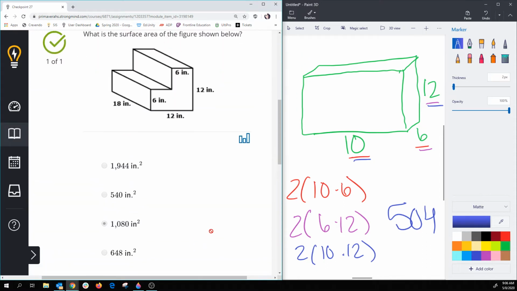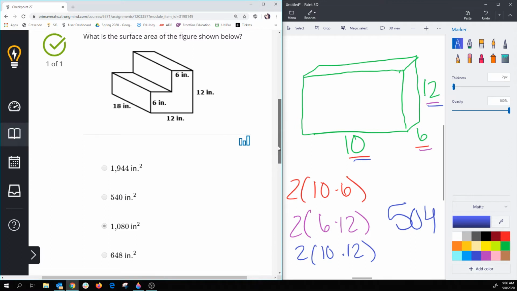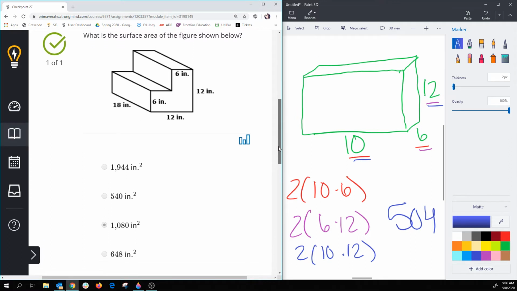Alright, number 3. For number 3, for this figure here, you did get this one correct, so good job on this one. When we add this area of all of these surfaces here, we do get 1,080 inches squared. So good job on this one.